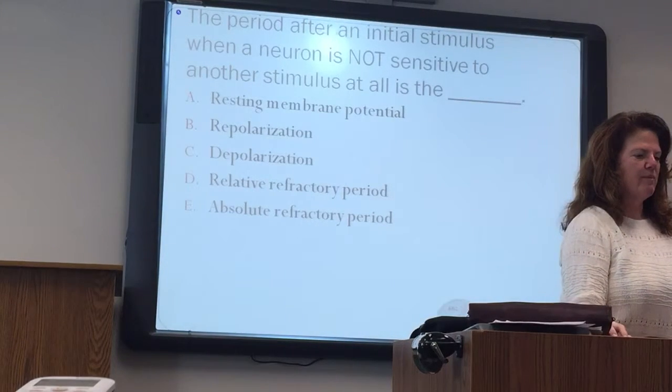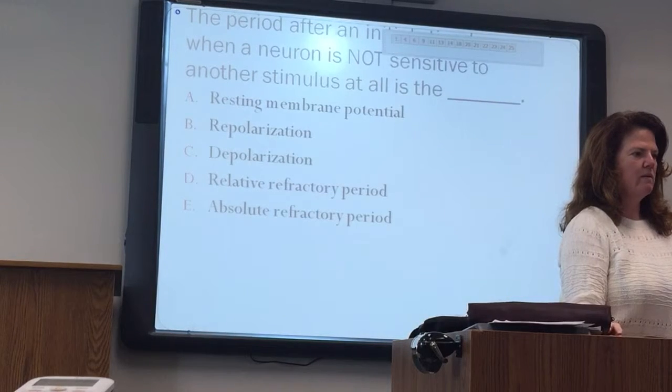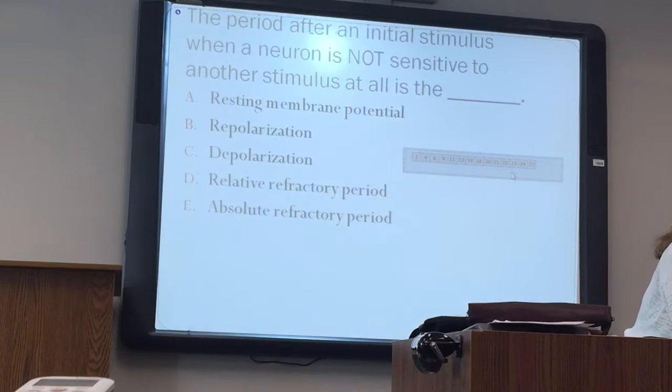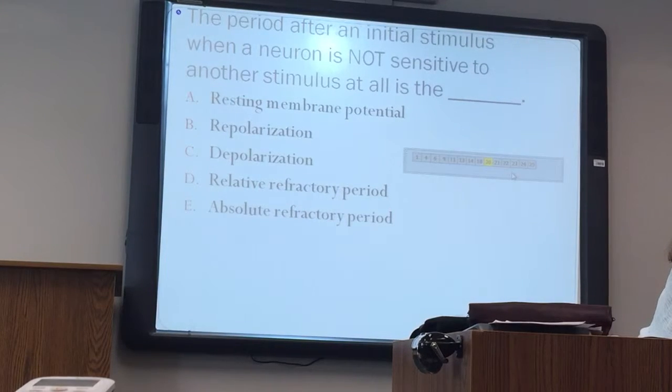All right, now what about this for terminology? Now here we have the case where, oops, move out of the way. The period after an initial stimulus when a neuron is not sensitive to another stimulus at all. So the period after the initial stimulus, which means I just crossed off one of those, by the way, with that first phrase. When a neuron is not sensitive to another stimulus at all, there's a special term that's used for that condition.